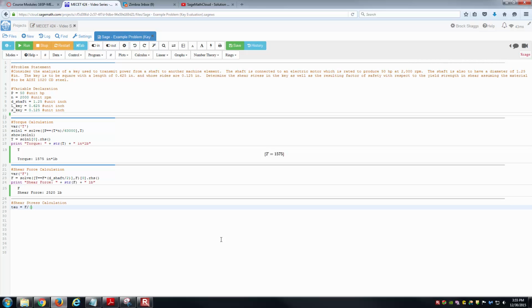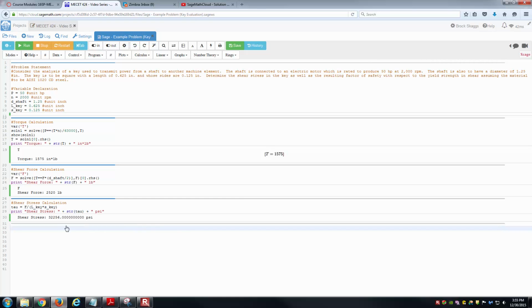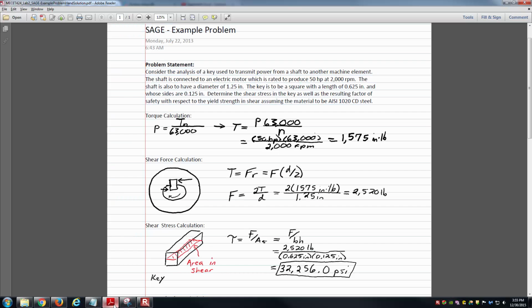But what's the area and shear? Well, that's just the length of the key times the side length of the key. So you've got the length in one direction times the side of the cross section here, which is good. And so here we'll just say print shear stress plus string tau plus unit is PSI. And so it looks pretty good, 32,256 PSI, which matches our hand calc, so we're doing good so far.